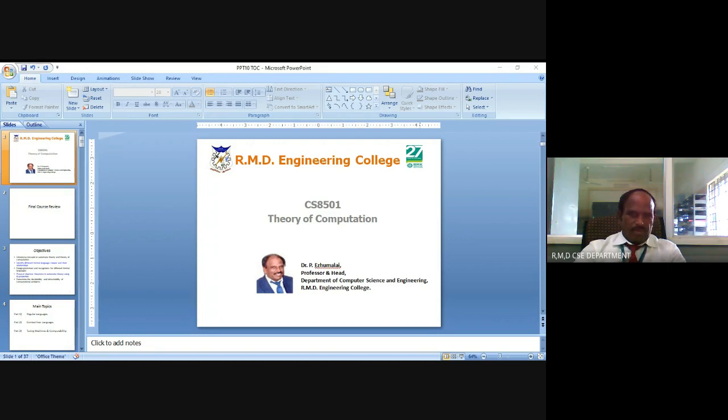The basic Turing machine: all of you know that the Turing machine has a finite control. There are 7 tuples, which are a set of states, a set of inputs, a set of tape symbols, a transition function, and a starting state. The Turing machine also has a blank symbol.